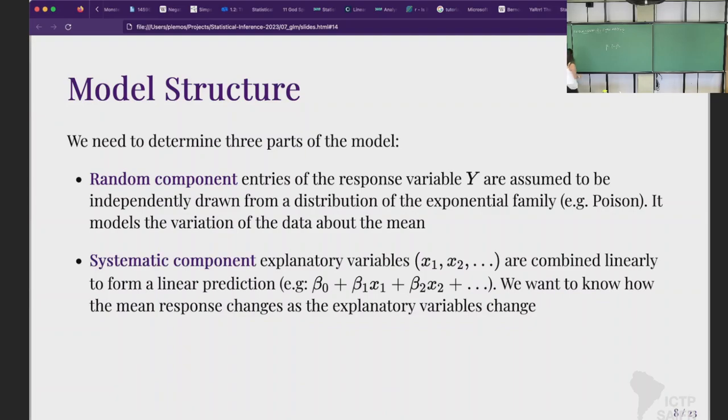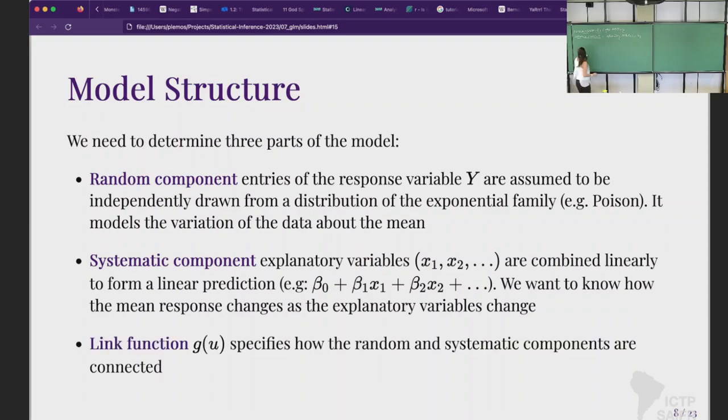And then we have the systematic component, which is our explanatory variables. We can have up to p explanatory variables. And they are combined linearly to form our linear predictor. And so we want to know how this mean response changes as these explanatory variables change. And again, we're considering that the relationship between them is also linear.